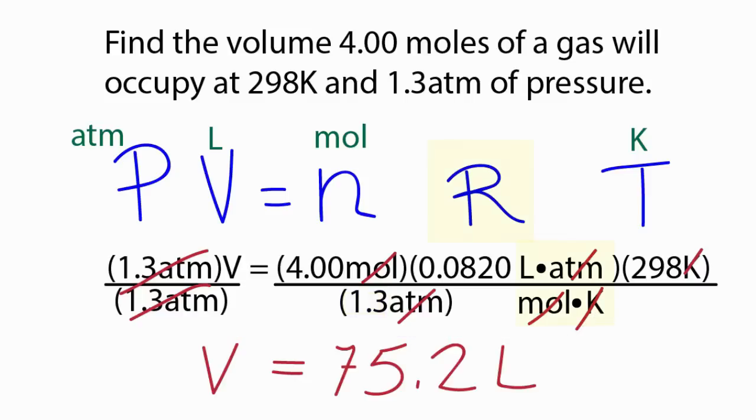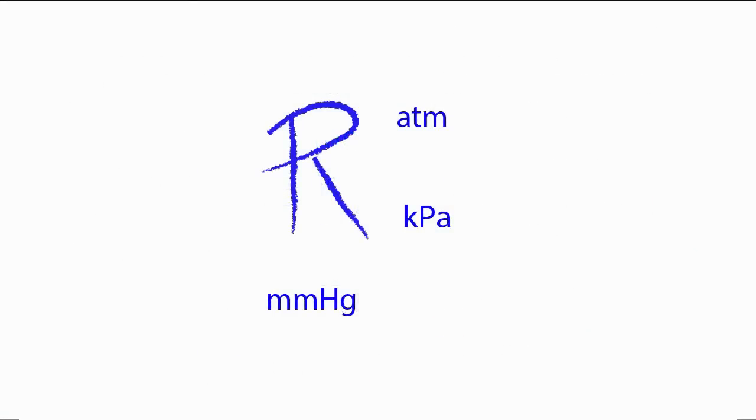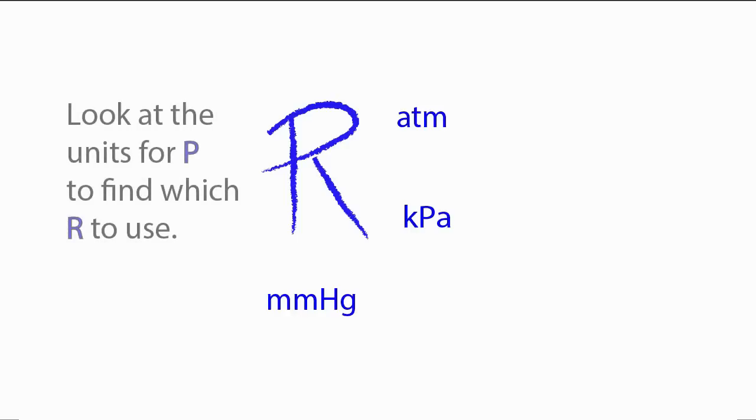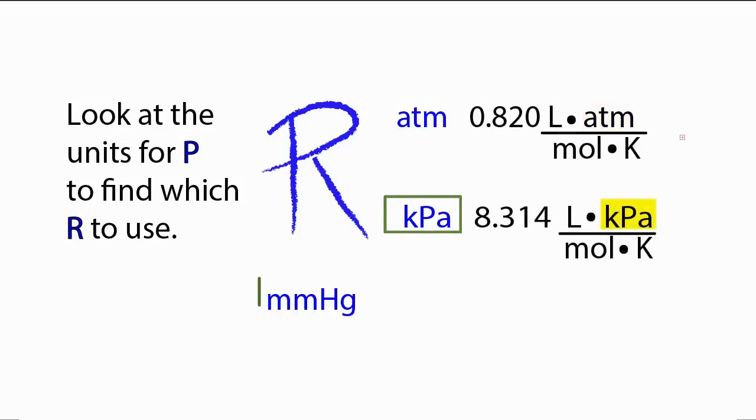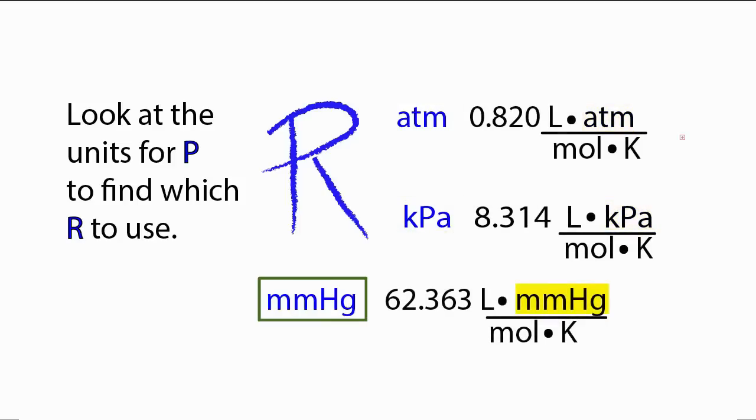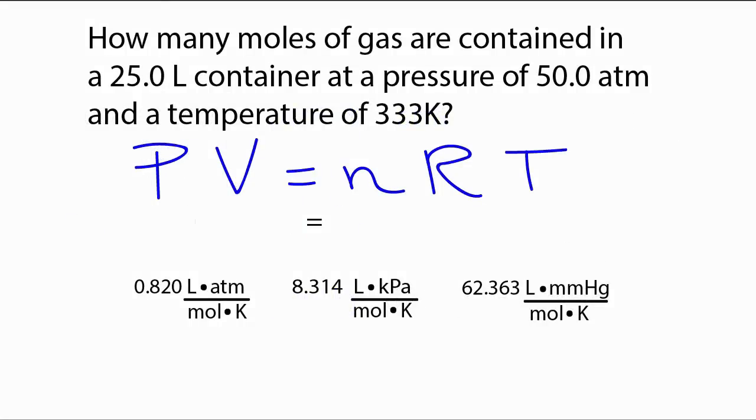People are often intimidated by R and all of those units, so let's talk about that for a moment. R is useful because it helps us cancel units out, and it gives us an answer that makes sense. To find R, we'll look at the units for pressure that we find in the problem, and then we'll just match those to the correct value for R. So if we have atmospheres, we'll use this value for R. If we have kPa, this value, and then for millimeters of mercury, we'll use this value. The key is we're finding the units from the problem and making sure that the value for R matches those units for pressure. So pause and try this problem.